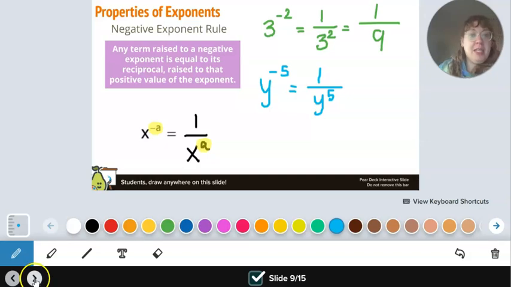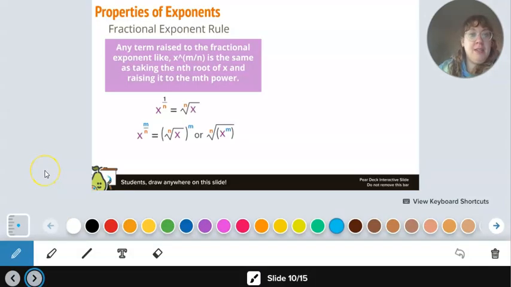Let's go to slide 10. I think this is our last one. Yeah, so this is the last exponent property. I know there's kind of a lot. I think this is maybe our 7th or 8th. There's a lot of them that we talk about. And this last one is fractional exponent property. So any term raised to the fractional exponent, like m over n, is the same as taking the nth root and raising it to the mth power.